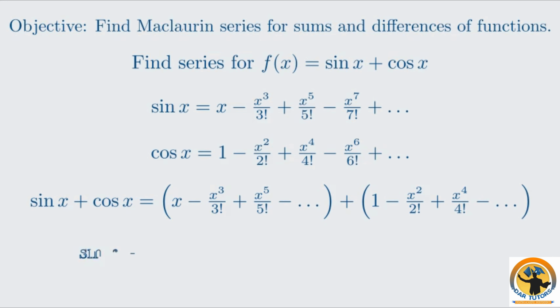Rearranging in ascending powers of x, we get the Maclaurin series for sine x plus cosine x: 1 plus x minus x squared over 2 factorial, minus x cubed over 3 factorial, plus x to the 4th over 4 factorial, and so on. Let's try a subtraction example.